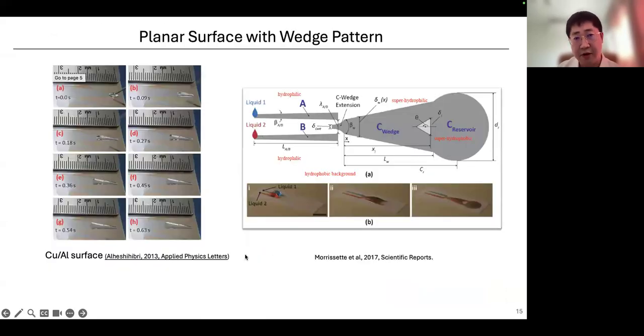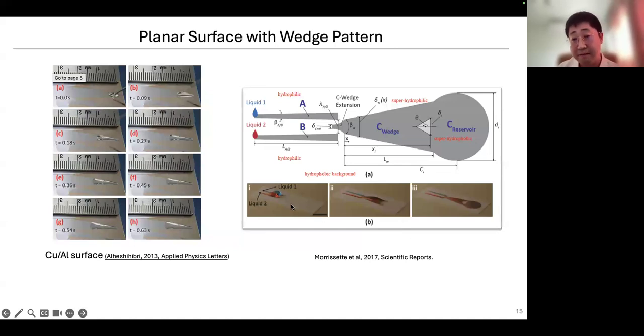All right, so let's focus on one aspect, which is the planar surface, which is a common scenario in microfluidic devices. To achieve directional liquid spreading, what people normally do is coat the surface with two different materials. So here you can see that you have copper or aluminum. And because the aluminum is more wetting to the liquid, if you drop a liquid over here, it will spread preferentially within the aluminum area.